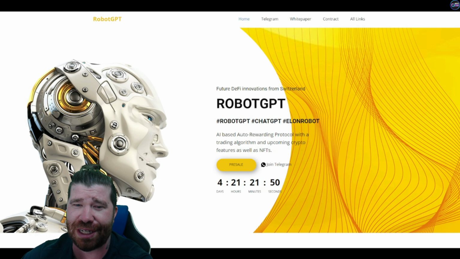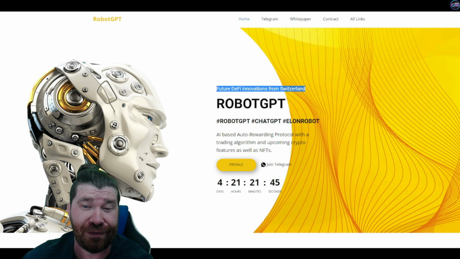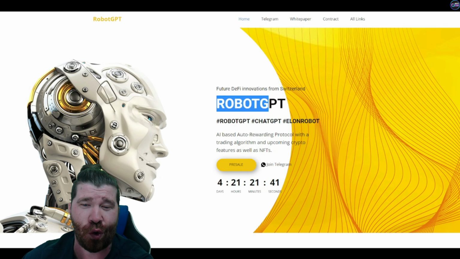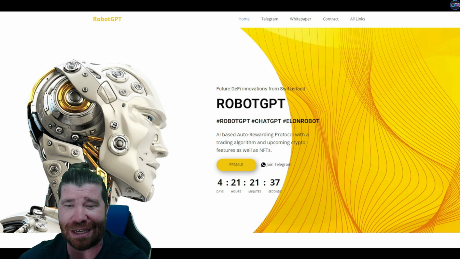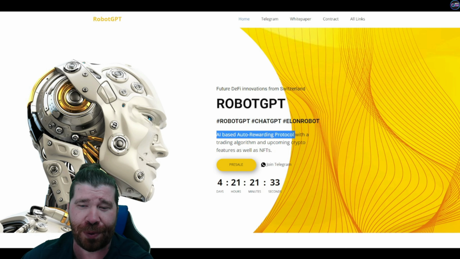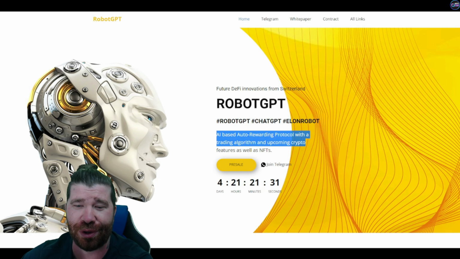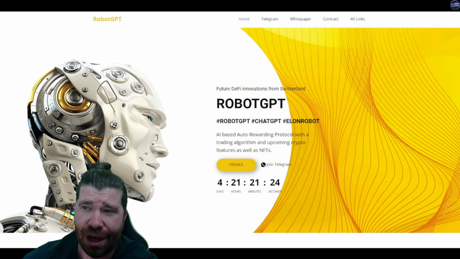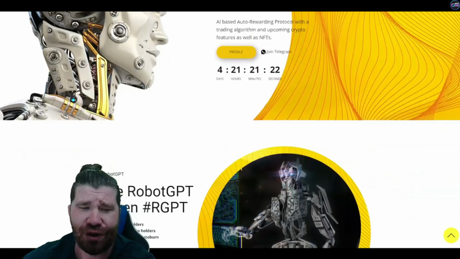Now you guys will see right here, it does state that this is the future DeFi innovations that are coming directly from where? Well, from Switzerland. So we have what is known as RobotGPT. We're talking about Robot Chat GPT Elon Robot, an AI-based auto-rewarding protocol with a trading algorithm and upcoming crypto features as well as NFTs. And you guys can actually see we have a countdown, and we'll talk more about that here in just a few moments.